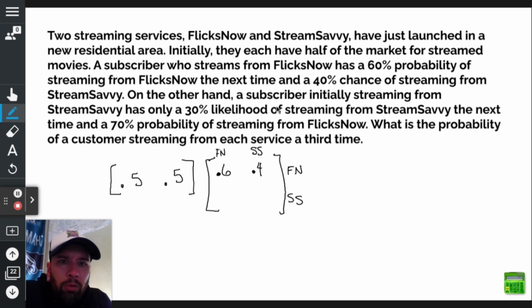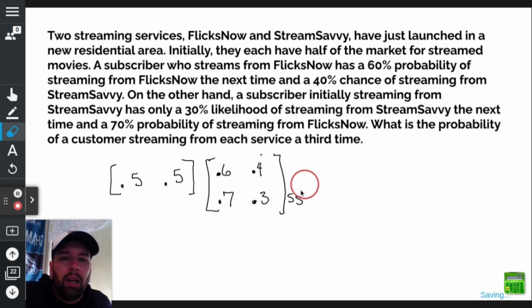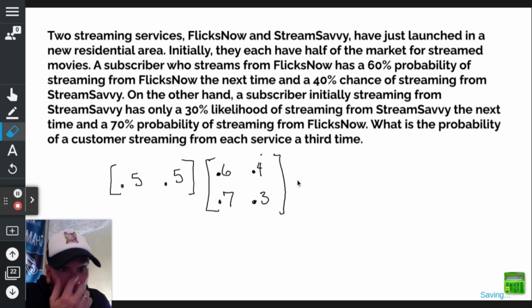On the other hand, a subscriber initially streaming from StreamSavvy has only a 30% likelihood of streaming from StreamSavvy the next time. So that is going to put you at a 0.3 here, which makes you a 0.7. All right, so let's get these out of the way. That's my transition matrix right there. I need to multiply these together.